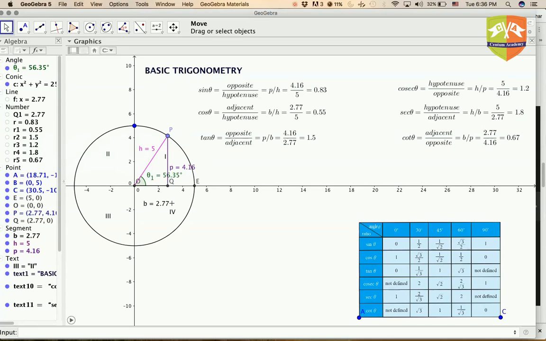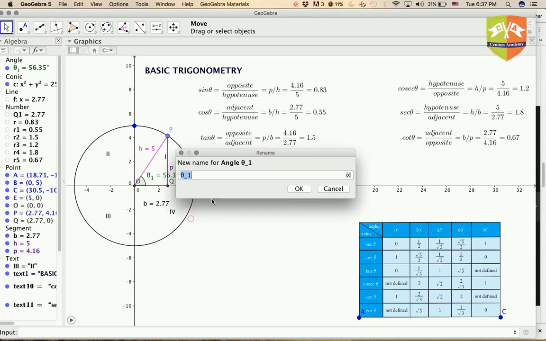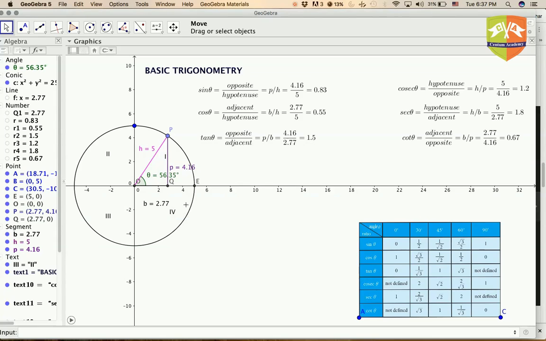Now in this right-angled triangle OPQ, we have six ratios depending upon which sides we are taking. First of all, let's see how we are defining the sides. If this angle is theta, in this case it's shown as theta 1, I can rename it as theta. Here it is shown as 56.35 degrees, but let me take a common value, say 30 degrees, so that all the labelings are clear. P is the perpendicular length PQ, B is the length of the base OQ, and H is the length of the hypotenuse OP.